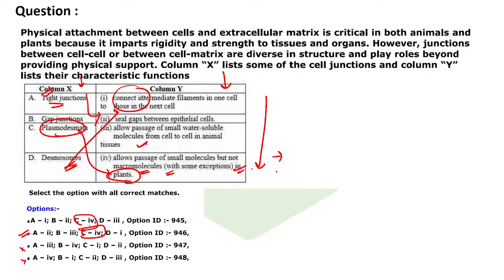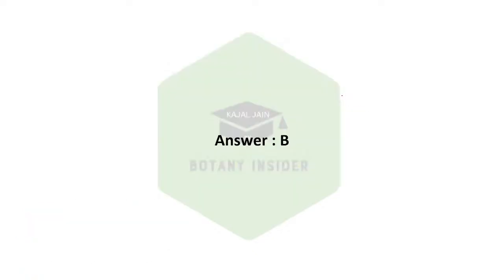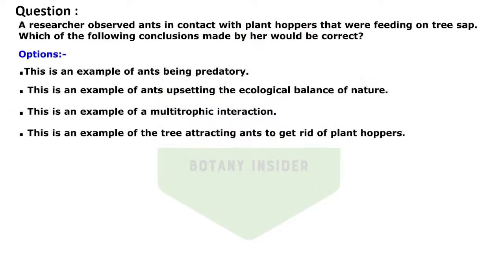Plasmodesmata allow the passage of small molecules in the plants, and desmosomes connect the intermediate filament in one cell to that of the other cell, right? So easy question. Second is the correct answer. Basic question. Two is the correct answer for this one. Very good. Four of you are there in the class. Two of you got the answer correct, those of you who participated.